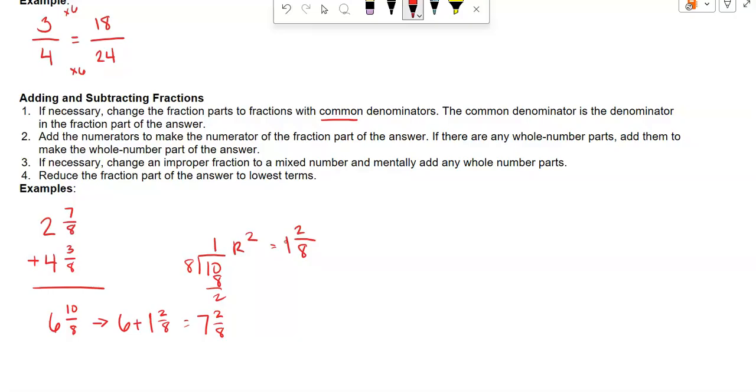We just have one more part to do, and it says to reduce the fraction part of the answer to lowest terms. So right now, we can divide both your numerator and your denominator by 2. And so that's going to give me 7 1/4.